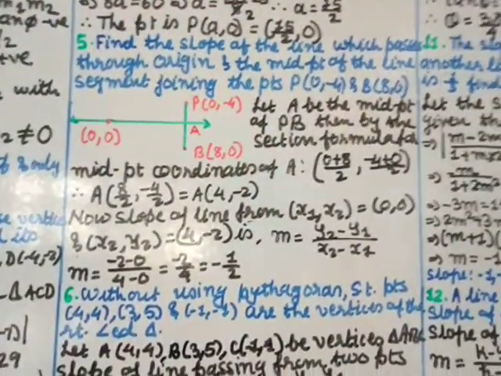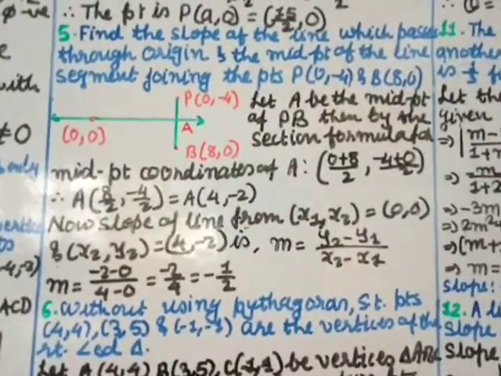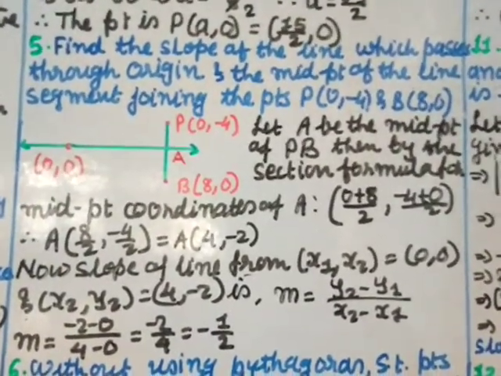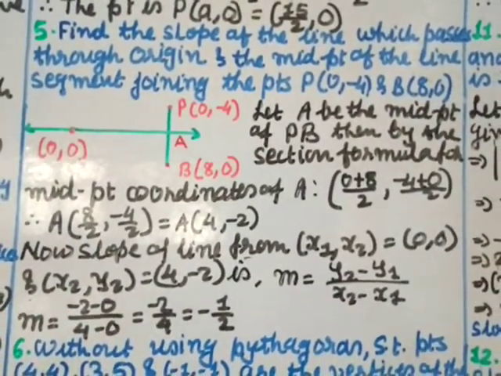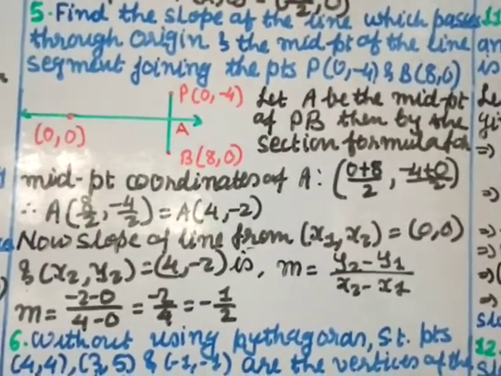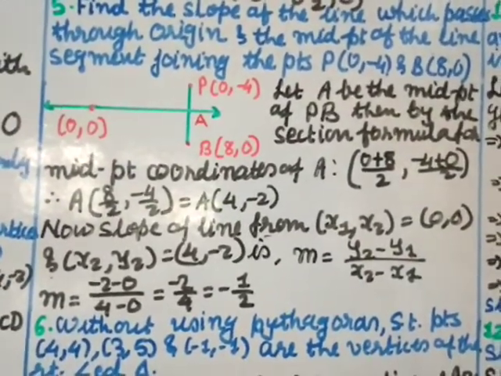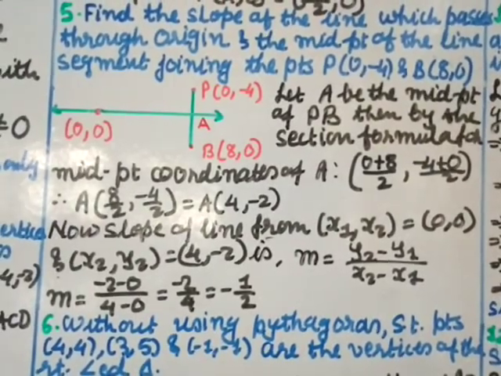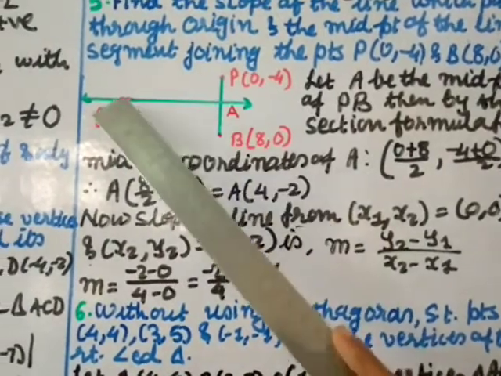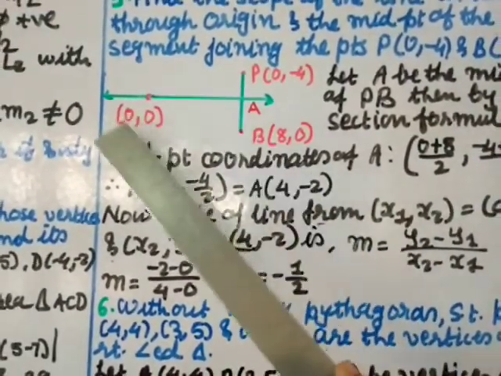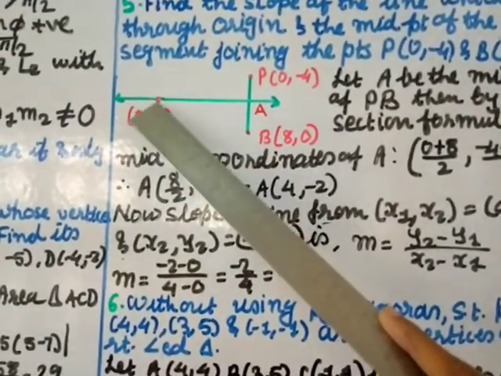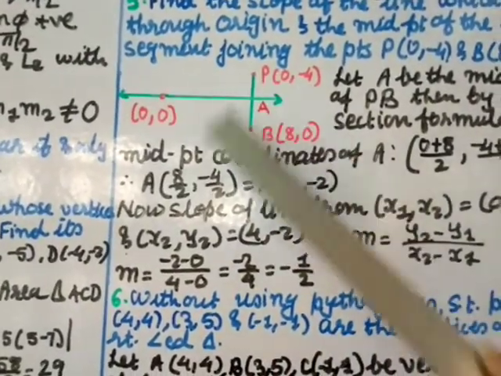Question number 5. Find the slope of the line which passes through the origin and the midpoint of the line segment joining the points P (0, minus 4) and B (8, 0). So we have to find the slope of the line which is passing through the origin and the midpoint of these two. So this is a line AO. This is the origin, so O. So the slope of that line AO you have to find. And it is passing through the origin and the midpoint. I have just drawn the rough figure.